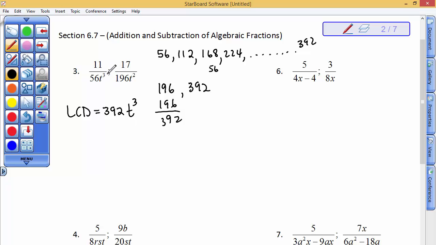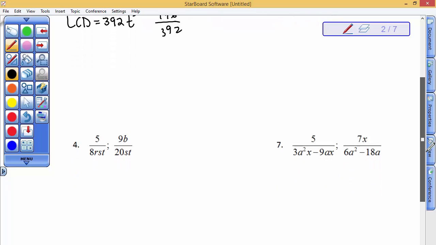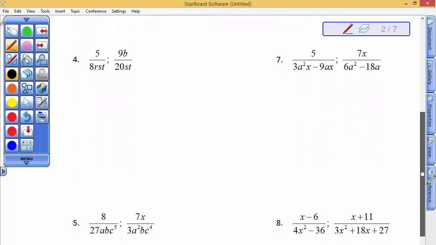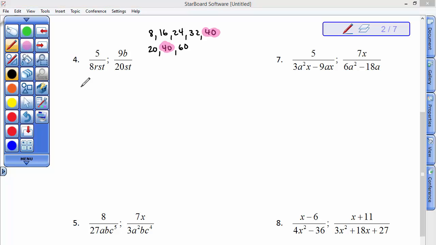So let's go to this one next, and then number 5. As the 8 goes, 8, 16, 24, 32, 40, and as the 20 goes, 20, 40, 60, oh good, I can see that 40 is the least common denominator, but I have to have any of the letters the greatest number of times they occur in any one denominator.